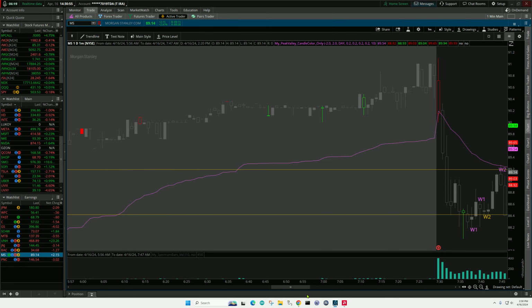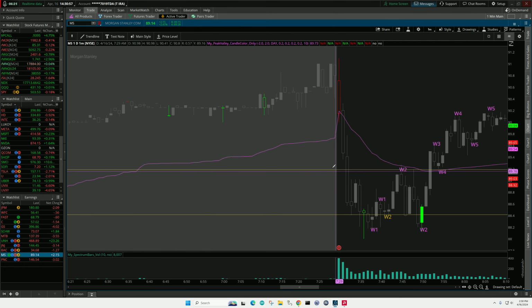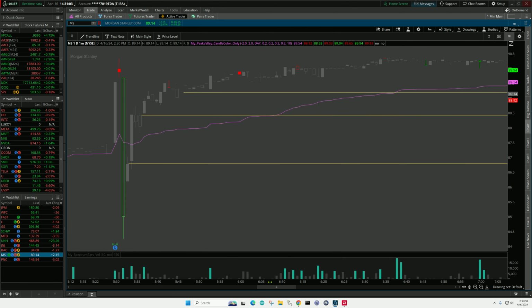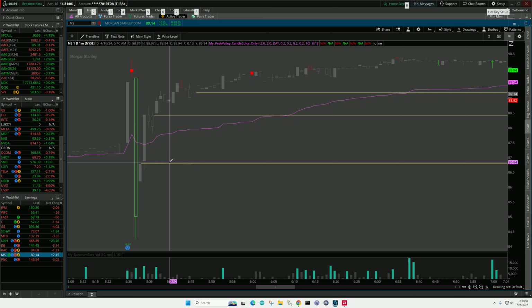So these would be price targets. And you can see that this price target here, this yellow line was hit, this yellow line was hit. The third yellow line, which is significantly lower, all the way down here at 87, has not been hit yet. It's actually 86.77, where that candle closes right there.